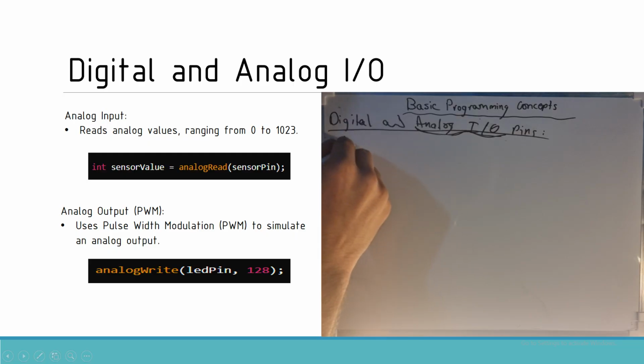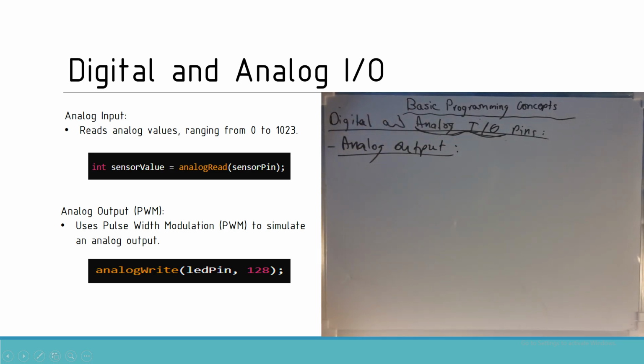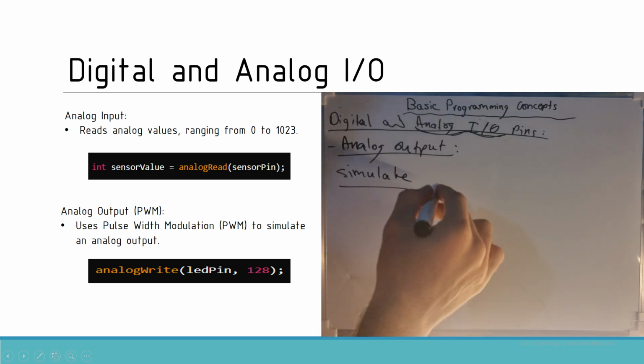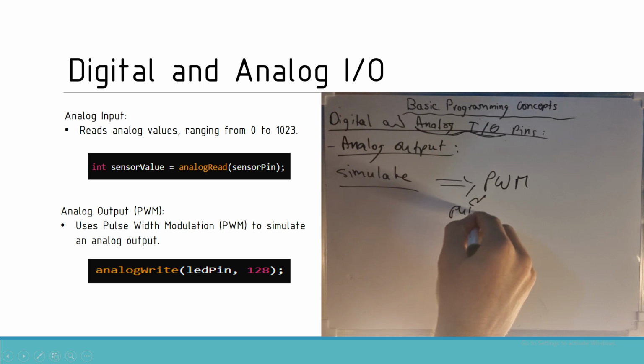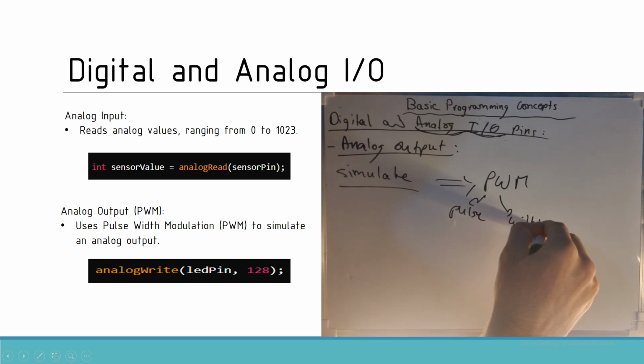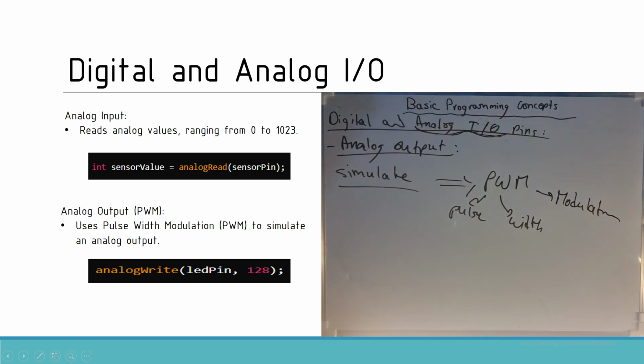Okay, for the analog output, we can simulate an analog output on digital pins using what? Using PWM, pulse width modulation. Check the hardware part 2 video to know more about PWM, where we explained it in detail.